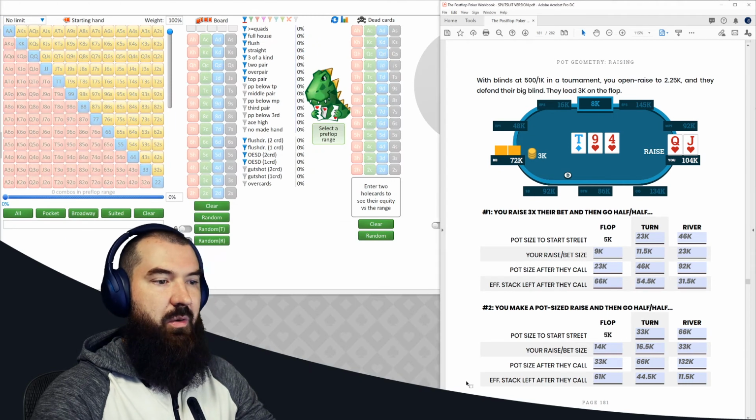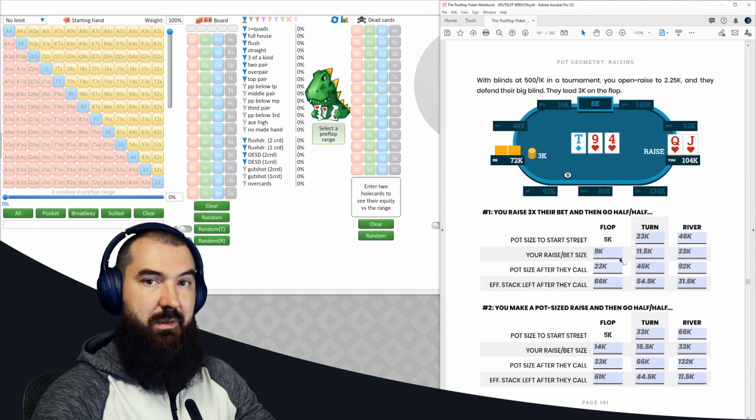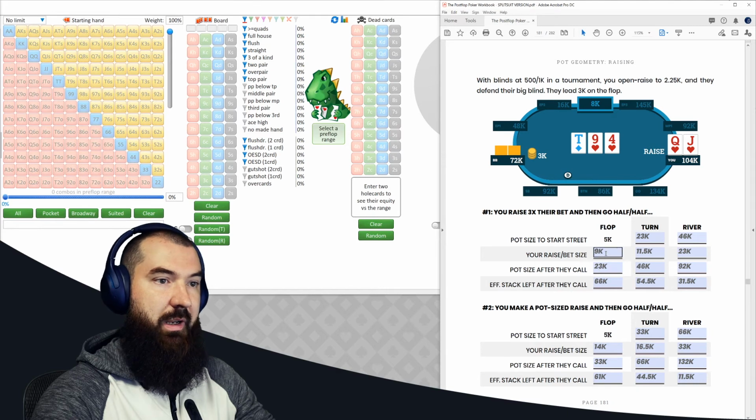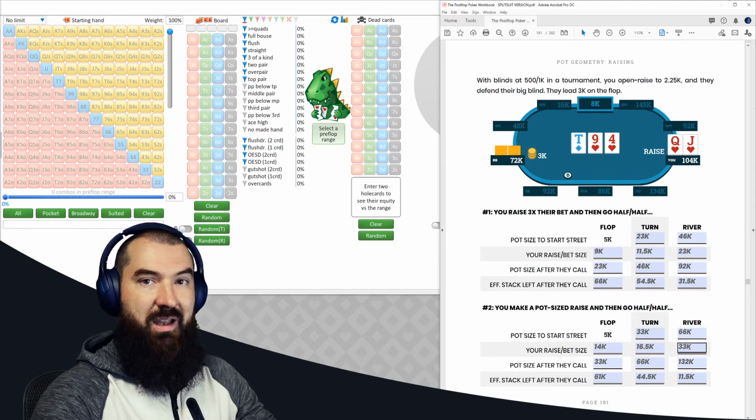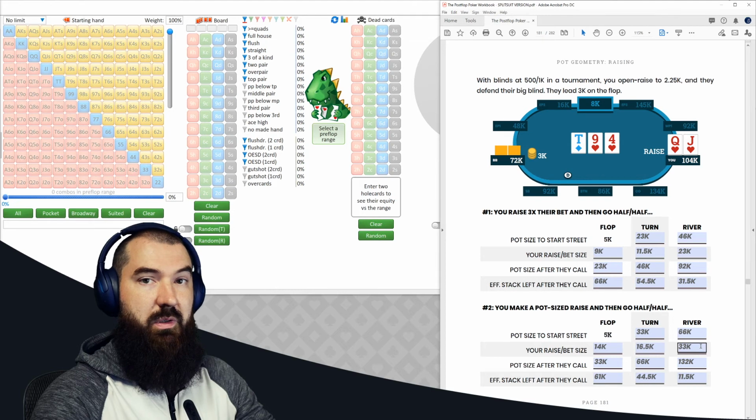Now, the big takeaways that I would definitely be paying attention to is, again, the difference in that overall raise size on the flop and how that's going to impact the future streets, right? We only had a 5K difference between our raise sizes in these two different strategies, right? A 9K or a 14K. But if you look at the overall bet size on the river, when we bet the smaller number, it's 23K. When we bet the bigger number, it's 33K. So significantly larger considering that it's only a 5K difference on the actual flop raise size.